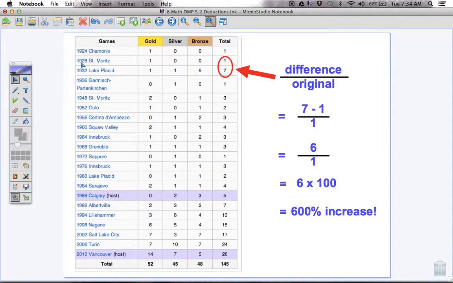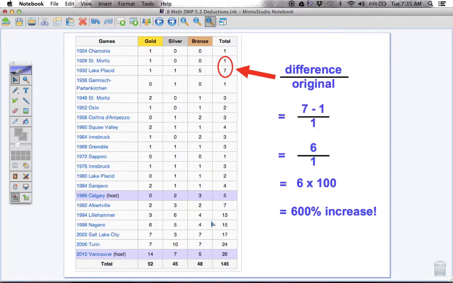In 1928, which is the earlier date, they only had 1 medal. In 1932, 7 medals. So the earlier is the original in this case. So 7 minus 1 divided by 1, or 6 divided by 1. We then multiply it by 100 to get it into a percentage. So this rate of change from 1928 to 1932 is a 600% increase.